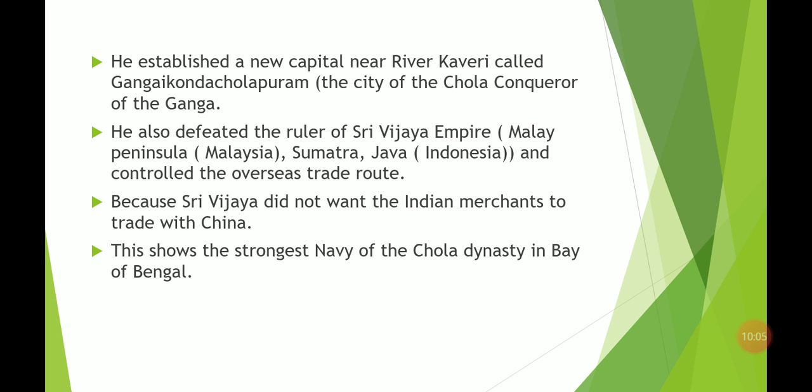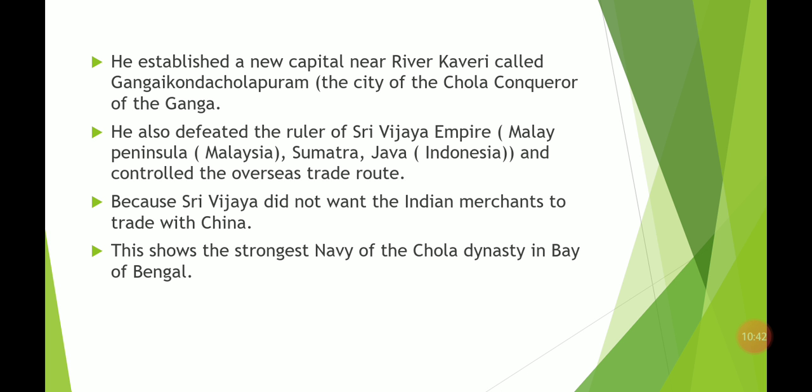He started controlling the overseas trade route. After defeating the Sri Vijaya Empire, he established the overseas trade route. Why had he done this? Just because the Sri Vijaya Empire did not want Indian merchants to trade with China. So to make it stop, Rajendra Chola defeated the Sri Vijaya Empire and started overseas trade with China.